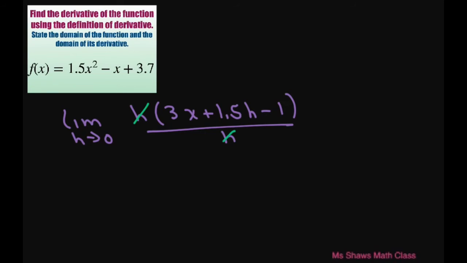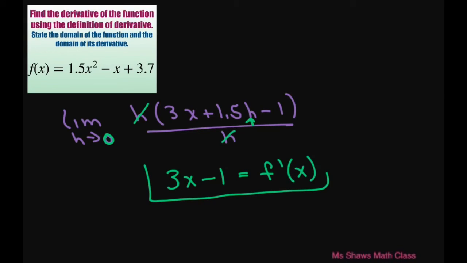Now our h's cancel. And if you substitute in the 0 for this h, you're going to be left with 3x minus 1. And this is going to be your derivative, f prime of x, using the definition of the derivative.